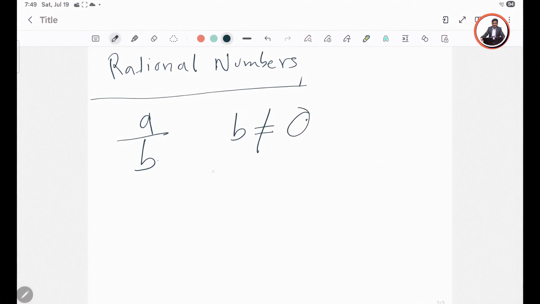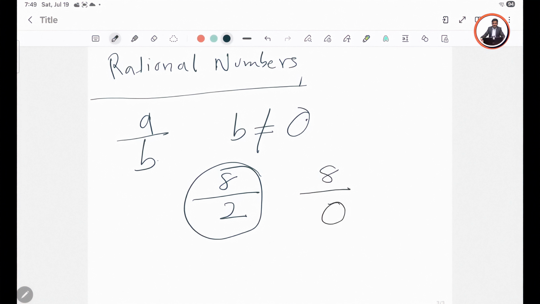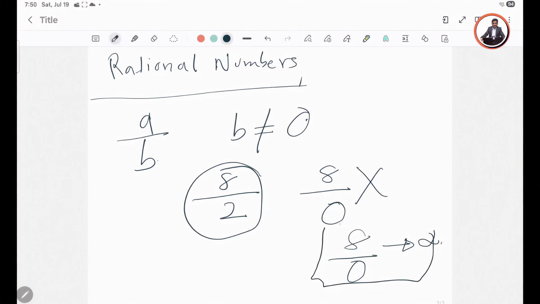So for example, we can write down 8 divided by 2. So this is a rational number, but if you write down 8 divided by 0, this is not a rational number. Why? Because 8 divided by 0 reaches infinity. So it's not defined. So we can't write like this.